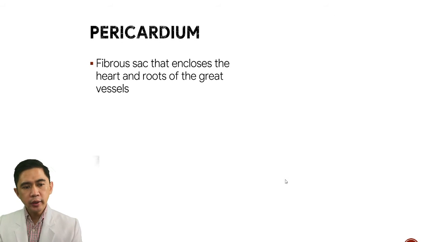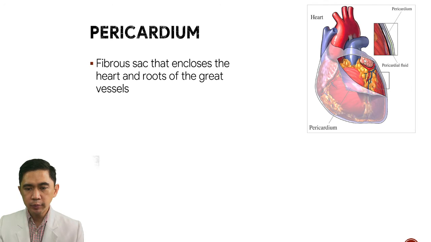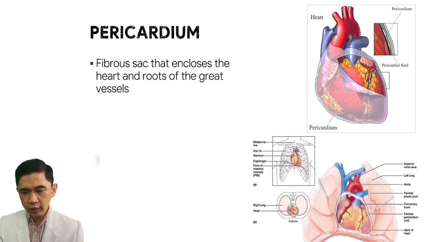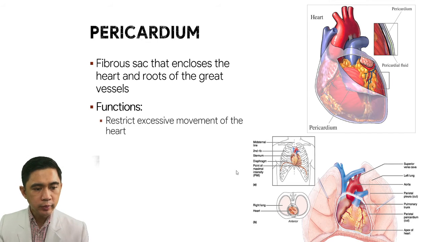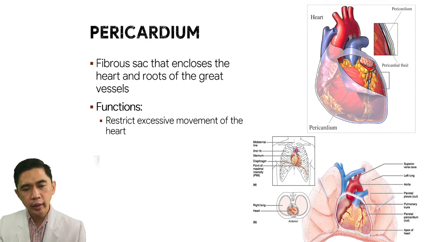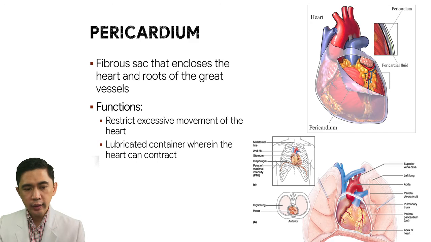So pericardium is a fibrous sac that encloses the heart and the roots of the great vessels. So it is pictured like this one. And another picture, this is the pericardium. The functions of the pericardium are the following. It restricts excessive movement of the heart. It acts as a lubricated container wherein the heart can contract.